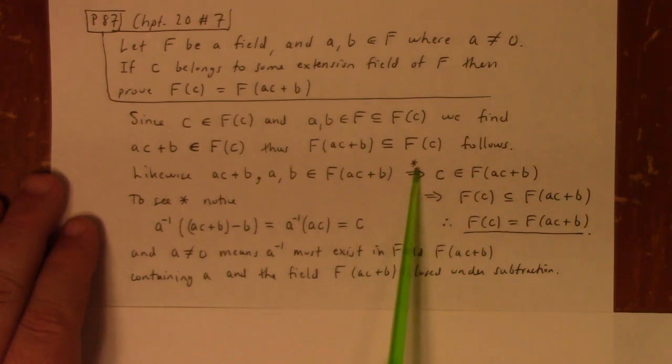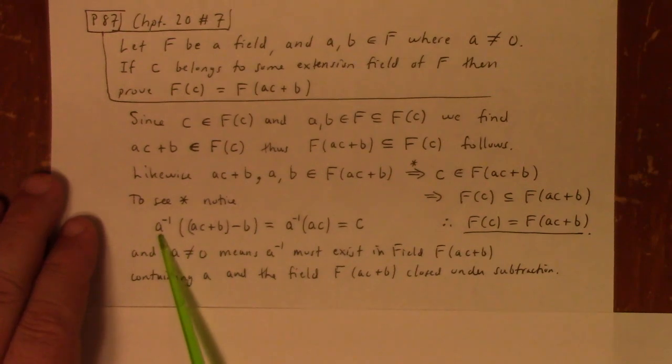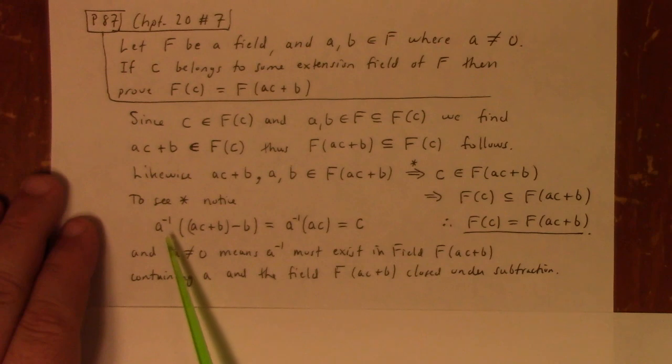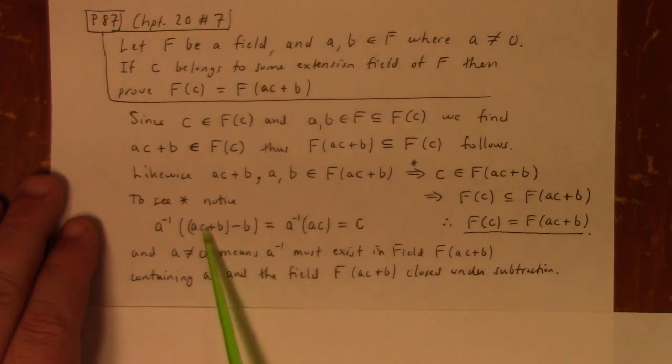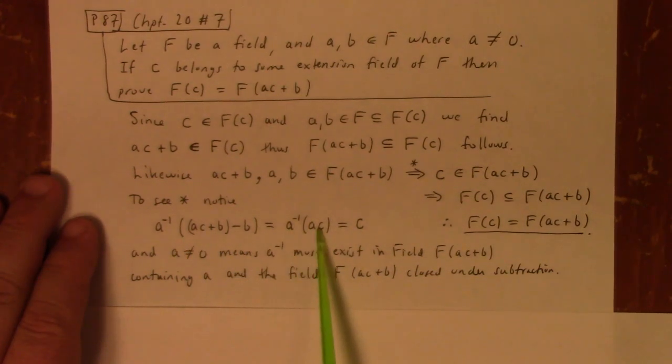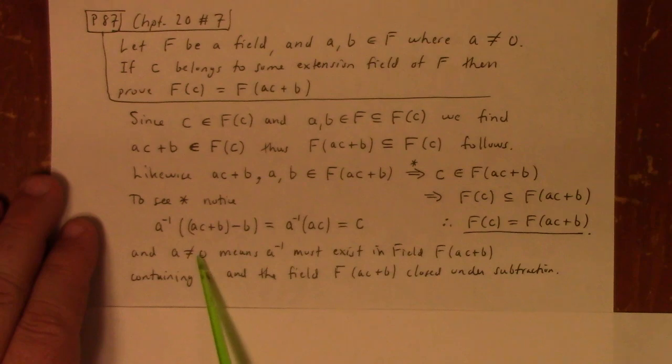So to see the star, notice that a inverse times this would be in the field. But what is that? The b's cancel and a's reduce, and you get back c. And of course, how do I know a inverse exists? Well, a is non-zero, and if it's a non-zero element of the field, then a inverse must exist. Consequently, we get the star, which gives us the necessary equality that we want. So that is problem 87.